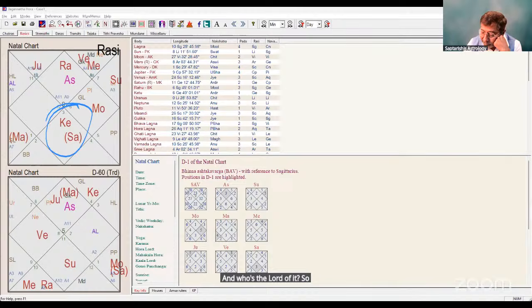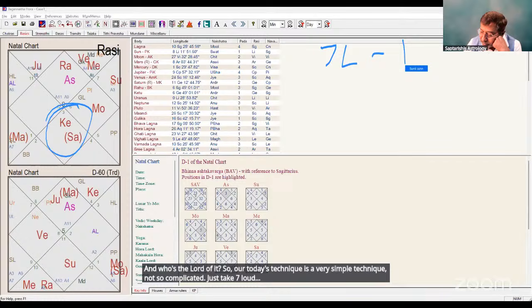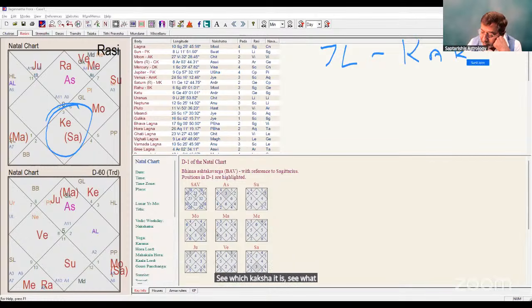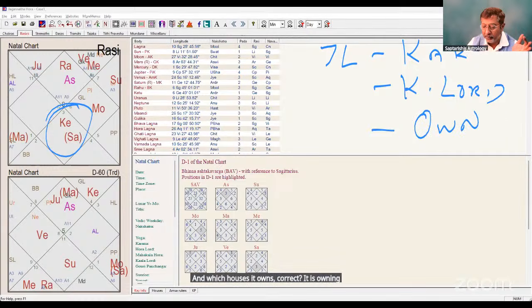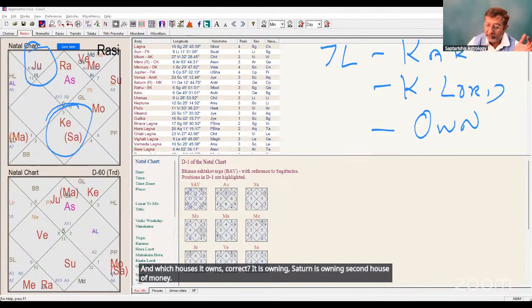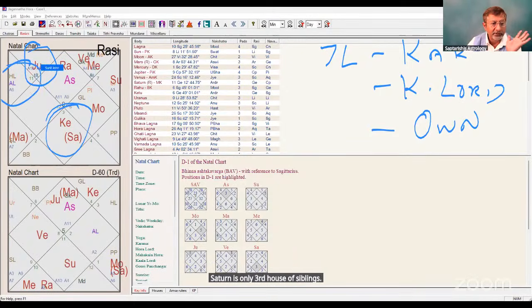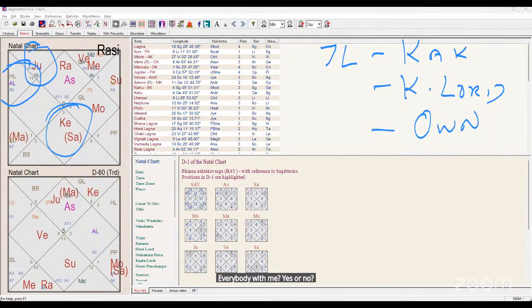So today's technique is a very simple technique, not so complicated. Just take the 7th lord, see which Kaksha it is in, see who the planet is, and see which houses it owns. I'll repeat. Take the 7th lord, see in which compartment it is, who is the Kaksha lord, and which houses it owns. Saturn owns the 2nd house of money and the 3rd house of siblings. Everybody with me?